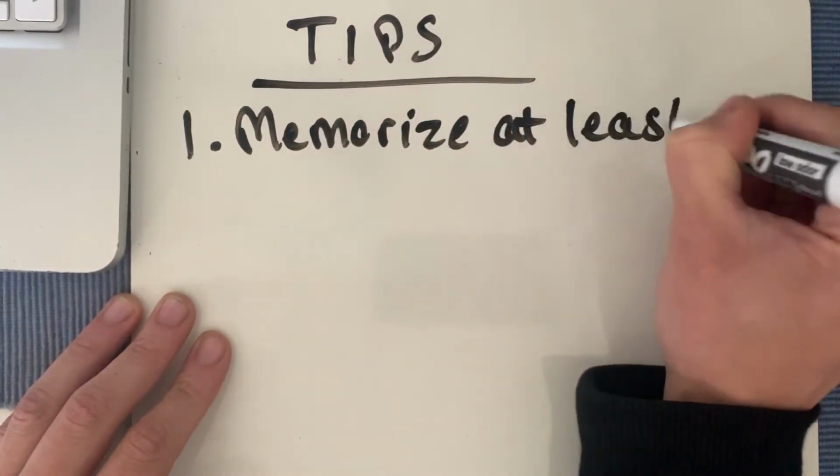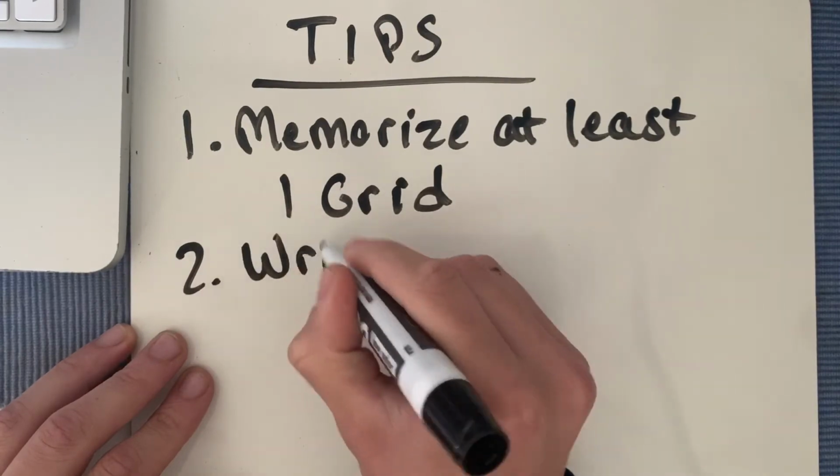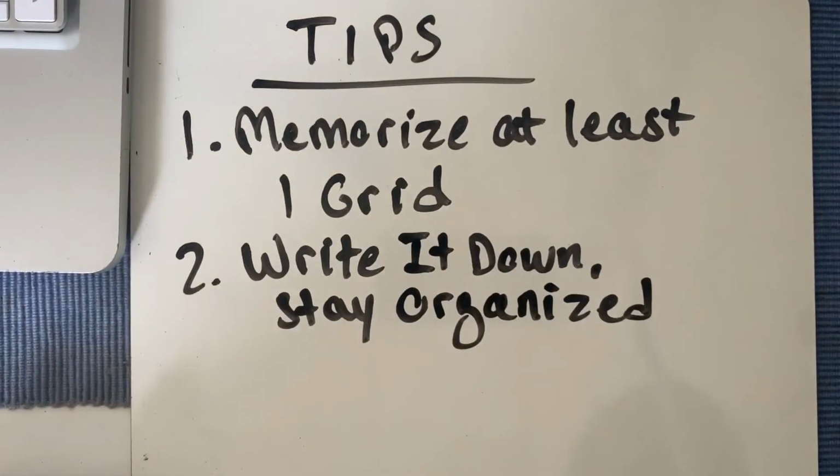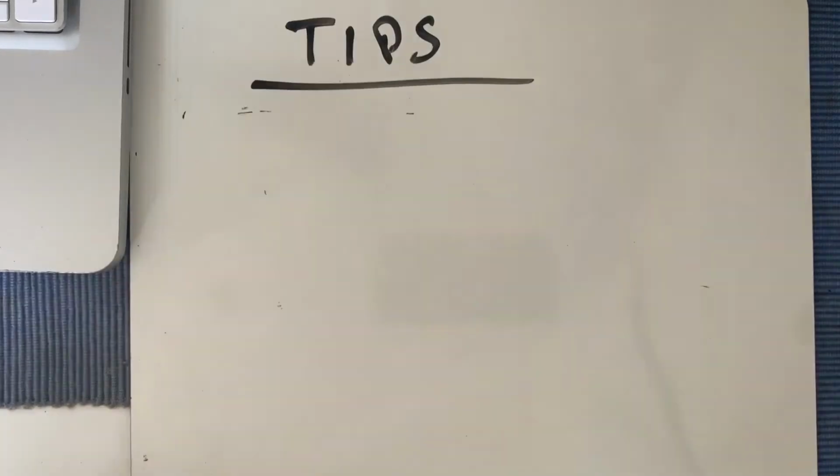So here's a couple of quick tips for using them. First of all, you want to memorize at least one grid. And you want to write down what you're doing to stay organized. This stuff can get really overwhelming.